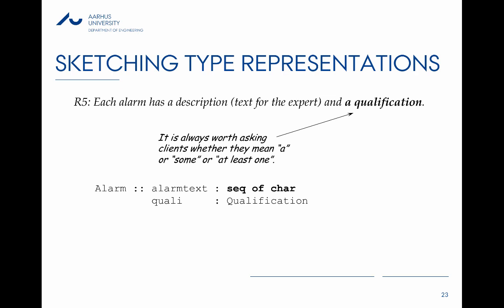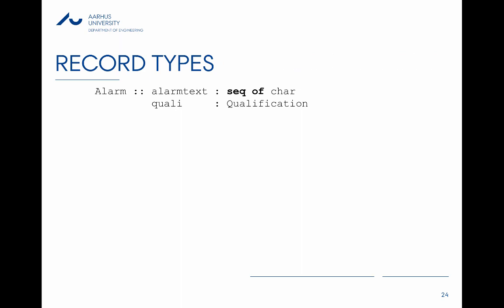And then I would do something like this. I would make a record where I have an alarm text, that would be my sequence of characters, and I have a qualification and only one qualification. So that would be a way of doing this.